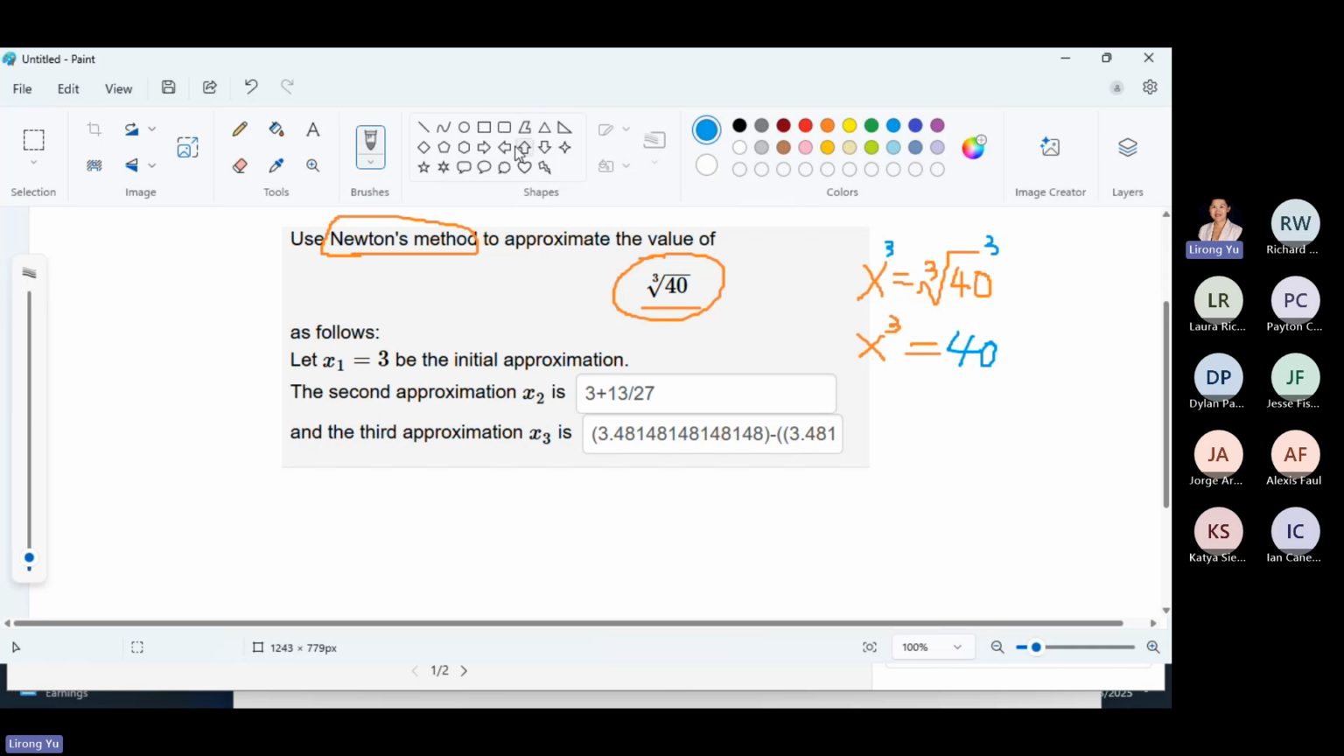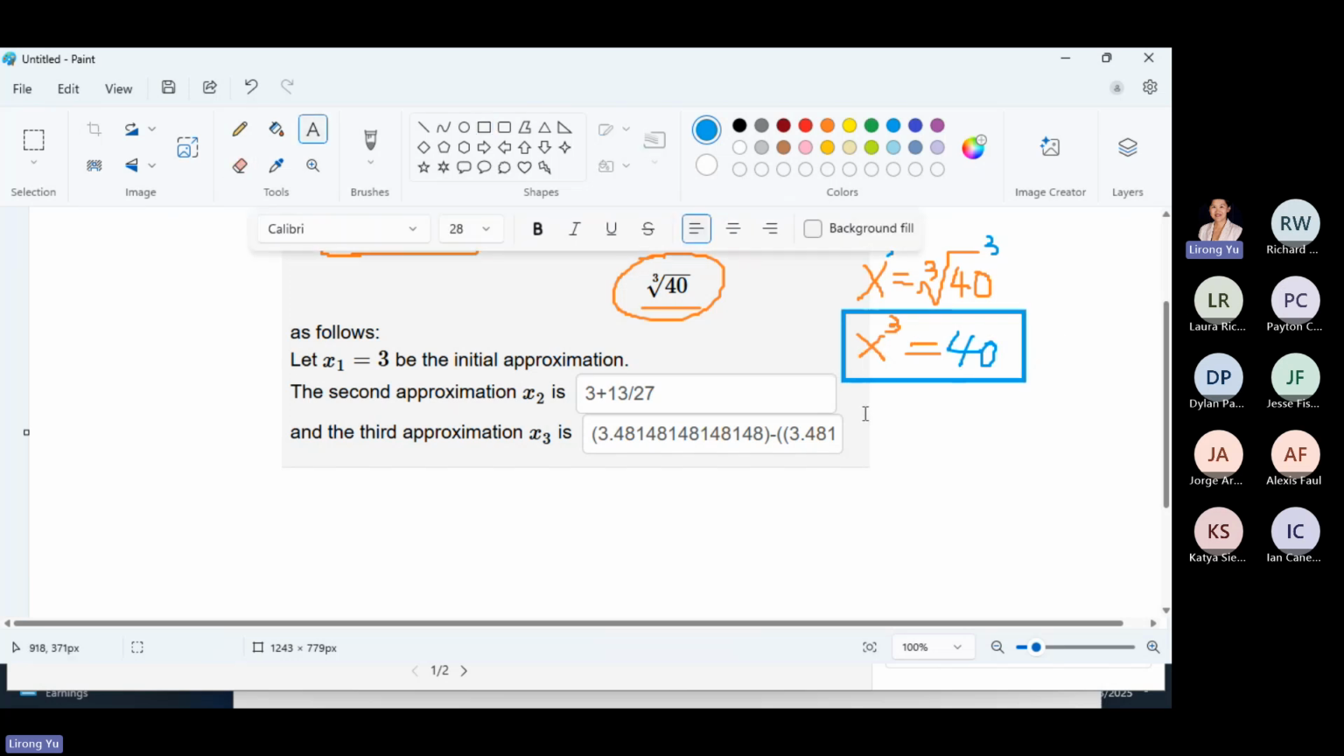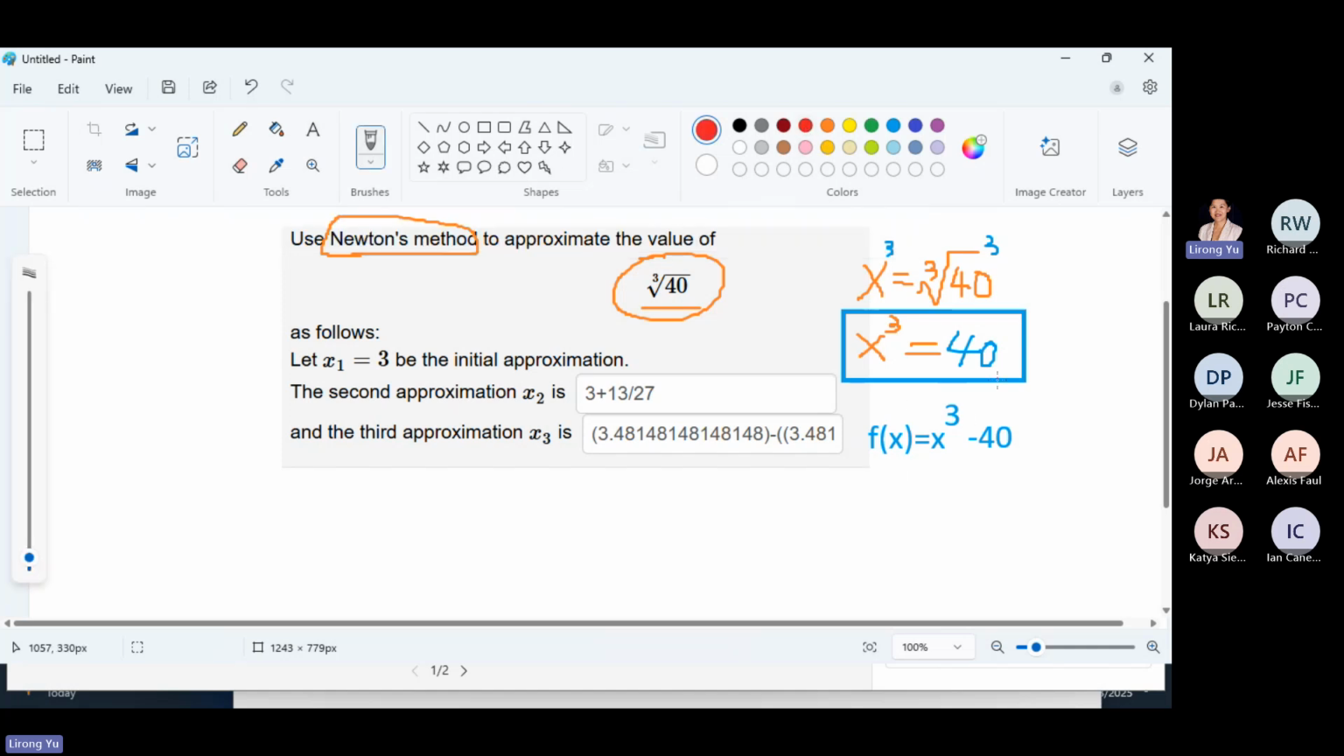Anyway, now we have this equation that we are actually solving: x cubed equals 40. So the function that we work with will be f of x equals x to the power 3 minus 40. When you want to apply Newton, you have to make sure that the right side is 0. If it's not 0, you subtract it. So you subtract from both sides of the equation, and you get x cubed minus 40 equal to 0.